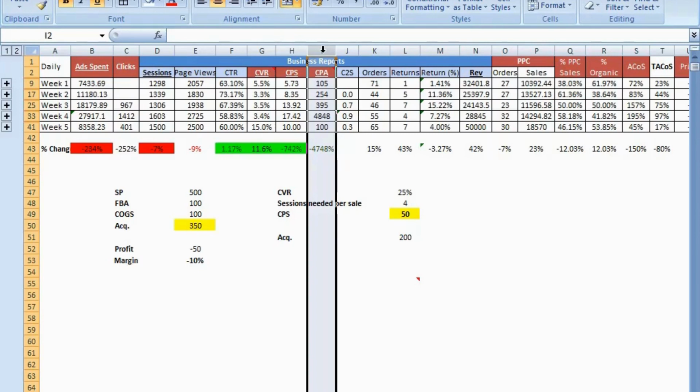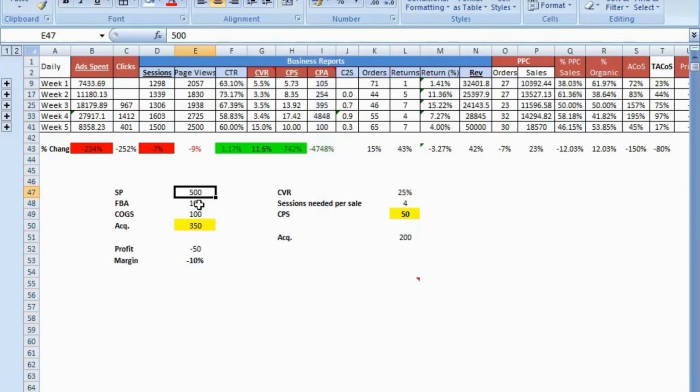Let me try to explain this statement here. Let's say you have got a product with a sale price of 500 rupees, and your FBA fee is 100, your COGS is 100, and then let's say your acquisition cost is 350, right? In that case, you are not making money, you are losing money.